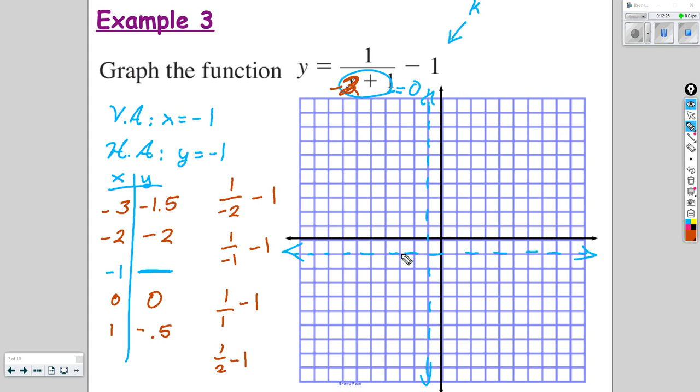-3, -1.5, that would be about right here. -2, -2, that would be approximately right here. We have 0, 0, and then 1, -0.5.